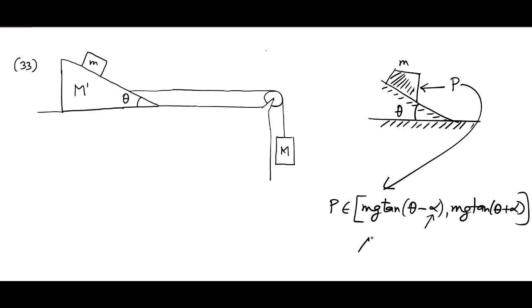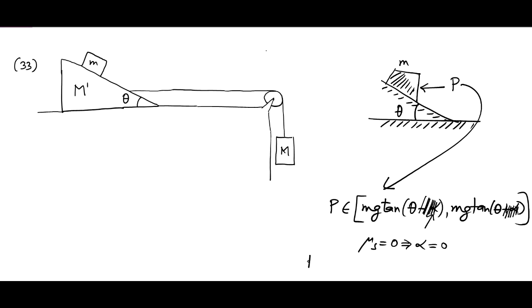What would happen is, if mu s is equal to 0, it would automatically mean that alpha is equal to 0, because alpha is tan inverse of mu s and tan inverse of 0 is equal to 0. So it would mean P should belong to, in order that the block M be in equilibrium, a minimum value of mg tan theta minus 0, so alpha goes away, and a maximum value of mg tan theta plus 0. So mg tan theta is the minimum as well as the maximum.